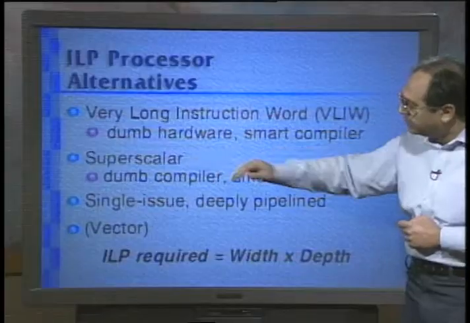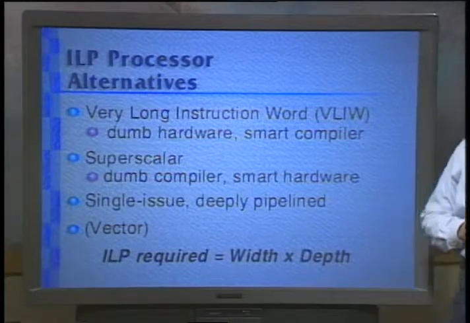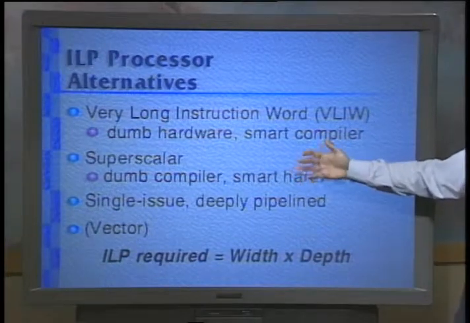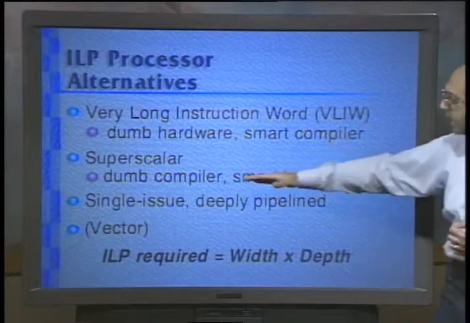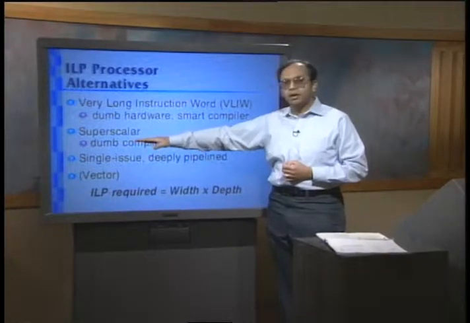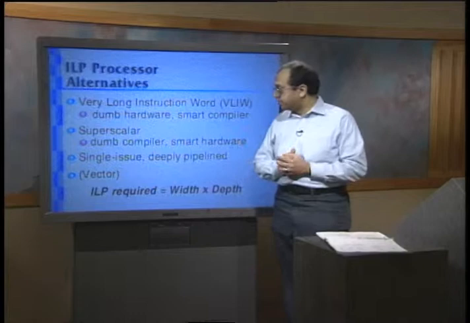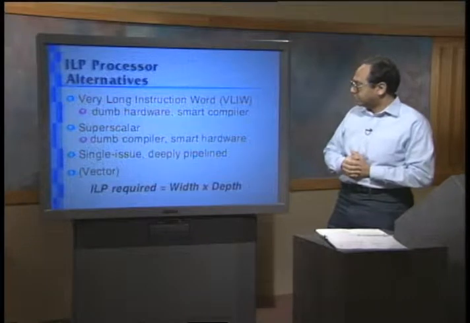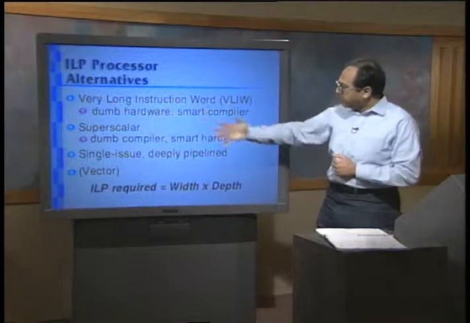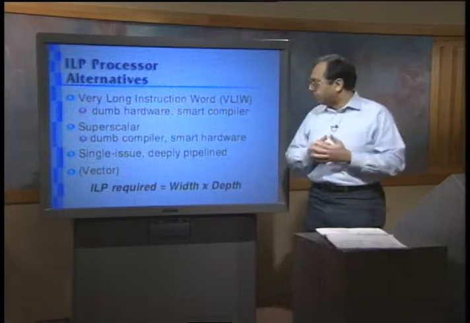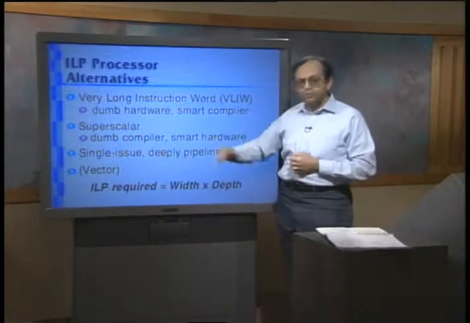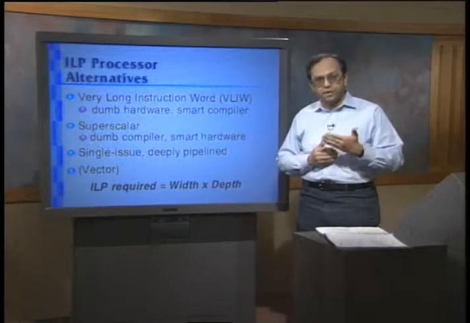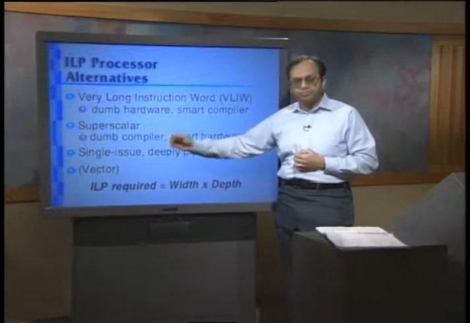The other style of ILP processor is the superscalar processor, where the idea is that all the smarts reside in the hardware, that it will, at runtime, find this parallelism and make use of it. And the compiler, therefore, need not be any smarter than a regular optimizing compiler. In the next few slides, we'll look at how these two approaches contrast with one another. Now, in both of these cases, the hardware is capable of issuing multiple operations per cycle. There's another alternative, which is to speed up the cycle time, pipeline your functional units much more deeply, and then issue only one operation per cycle.